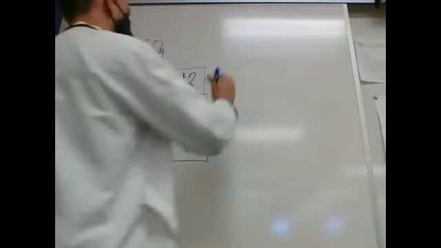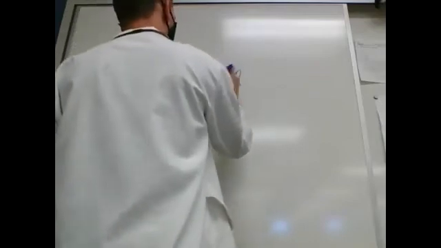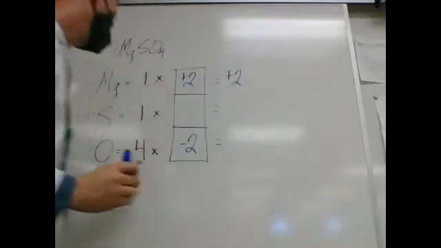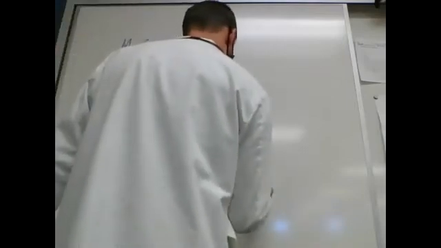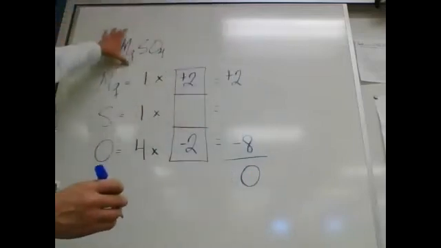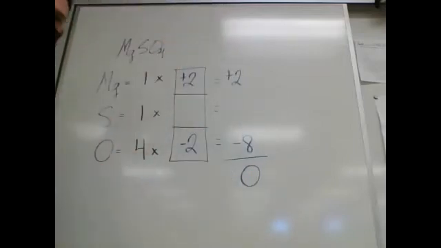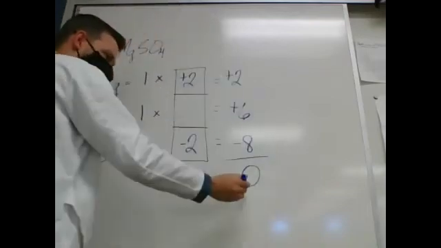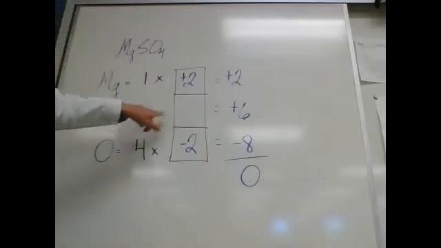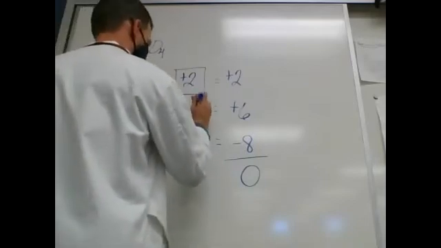1 times 2 is 2. 4 times -2 is -8. And again, we are looking for an overall charge of 0. So what must sulfur be here? +6. Makes the number sentence true. And 1 times +6 is +6.